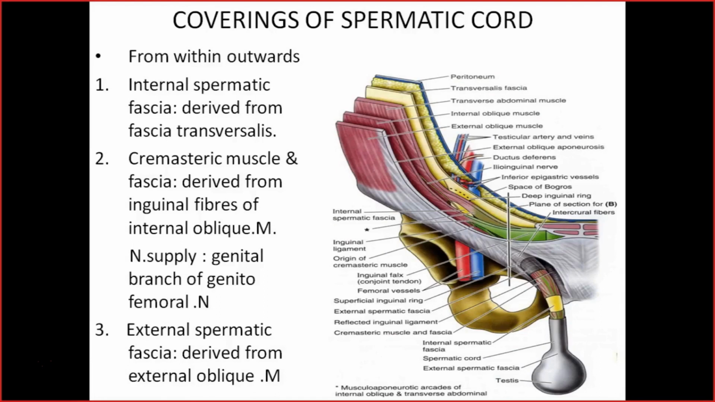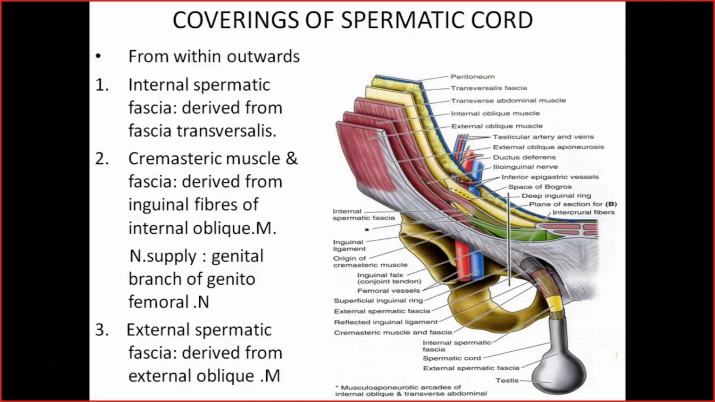About the coverings of the spermatic cord, we will have 3 coverings, from the inner aspect to the outer aspect. We will have the internal spermatic fascia. All these contents that we have seen are covered by 3 layers. So that is what we call the coverings of the spermatic cord. The innermost one we call the internal spermatic fascia, which is derived from fascia transversalis. From the deep ring we have one fascia extending, that is fascia transversalis.